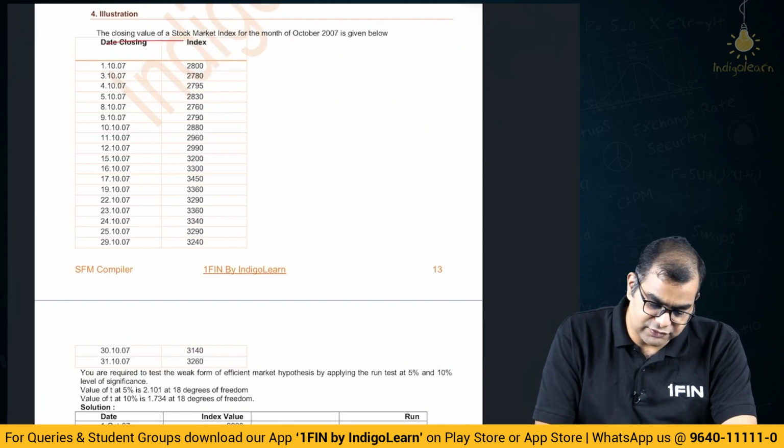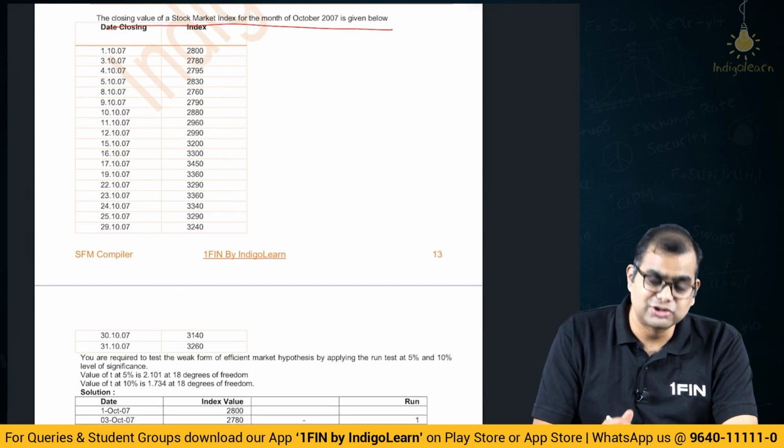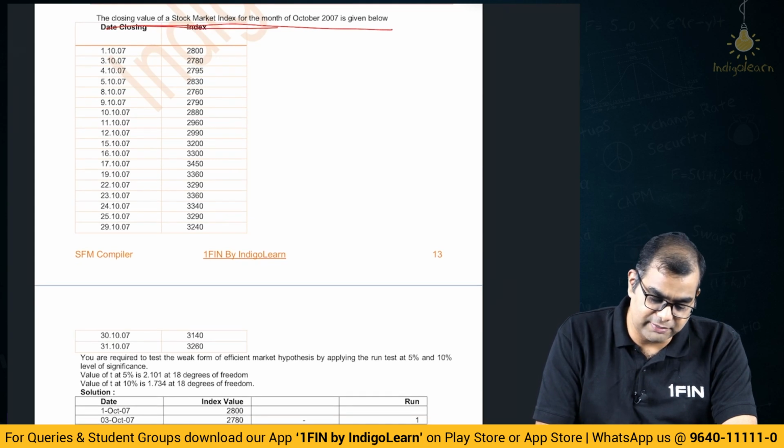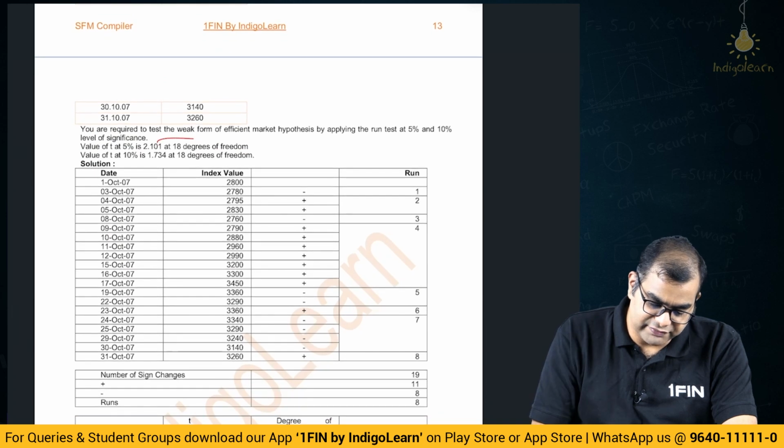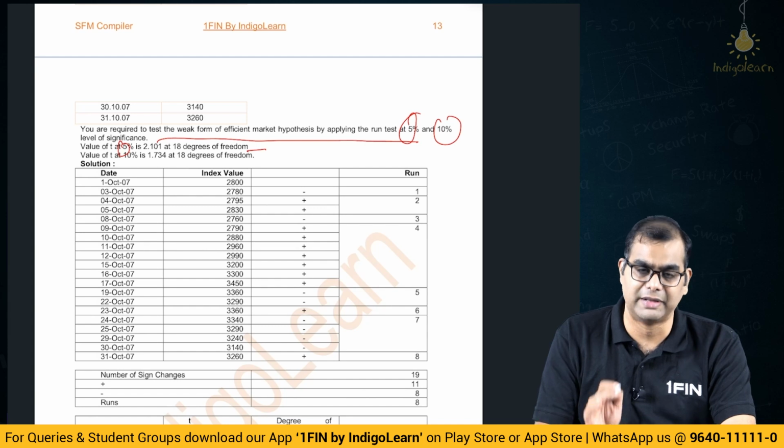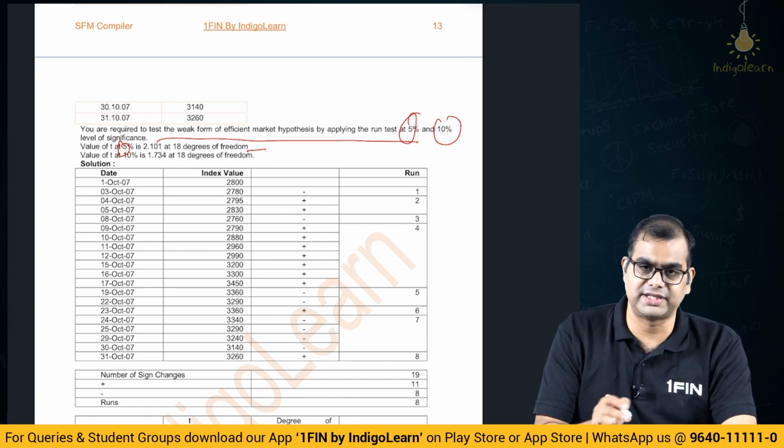This is the closing value of a stock market index for the month of October. So let us look at this question. The closing value of the stock market for the month of October is given below. So you have a bunch of dates. You are required to test the weak form of efficiency by applying a run test at 5% and 10% levels of significance. The value of T at 5% is 2.101 at 18 degrees of freedom. The value of T at 10% is 1.734 at 18 degrees of freedom. What is this degree of freedom? What is this T value? I will explain.